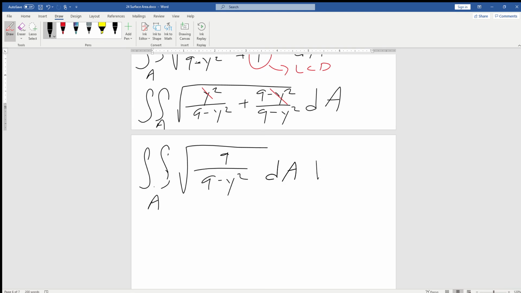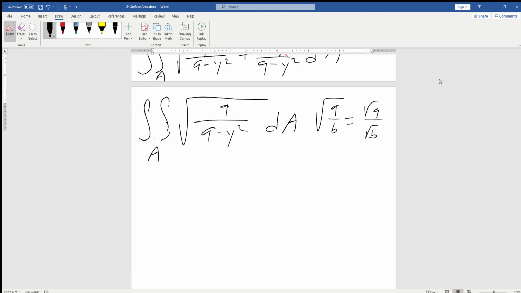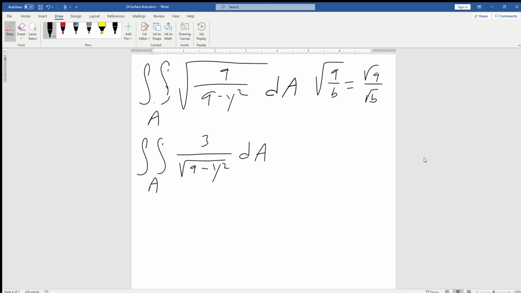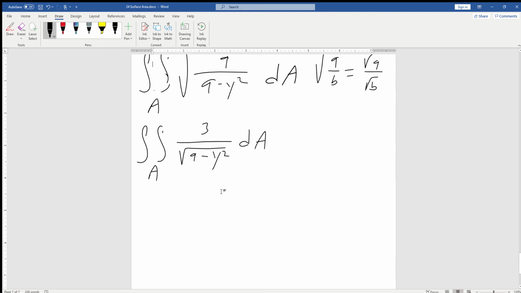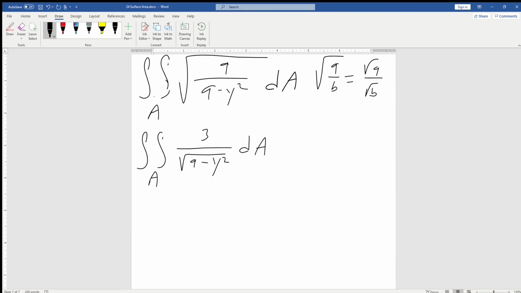Remembering the rule that the square root of a over b is equal to root a over root b, we could rewrite this as the double integral of 3 over root 9 minus y squared. We still have dA because we're not sure whether we should use a type 1 or a type 2 region. Alright, so we're this far, and we've done some good work to be able to simplify it, but unfortunately we're not completely done.